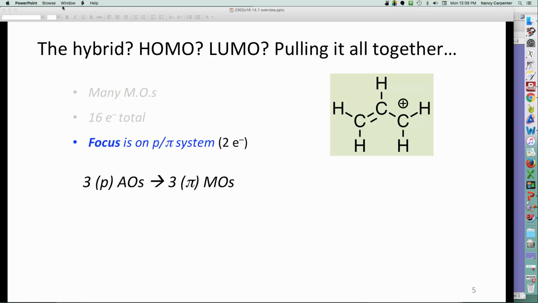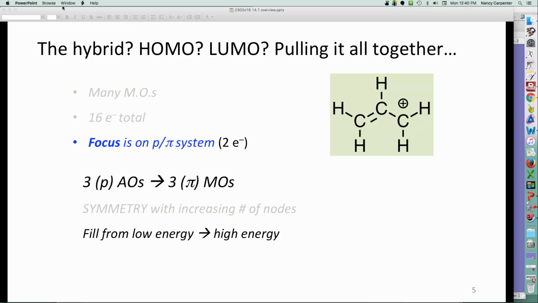If we're talking about 3 atomic orbitals, those 3 p atomic orbitals, that means we have to have 3 pi molecular orbitals. Remember, there's a conservation of orbitals. The number of atomic orbitals has to equal the number of molecular orbitals. Okay? So there's 2 other rules as we draw or construct our molecular orbitals. We need to make sure they remain symmetric, and when we put our electrons into our molecular orbitals, we always start at the lower energy molecular orbital first.